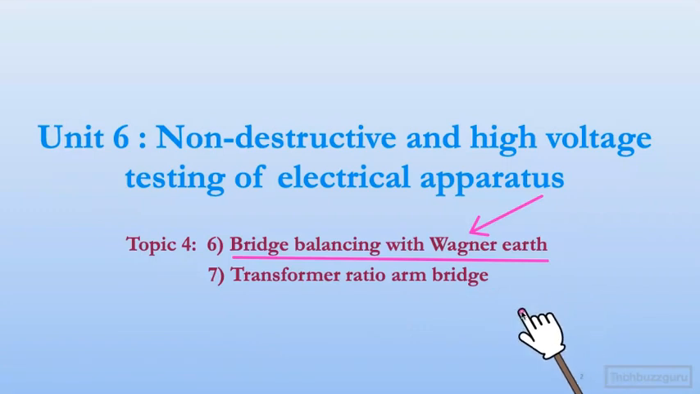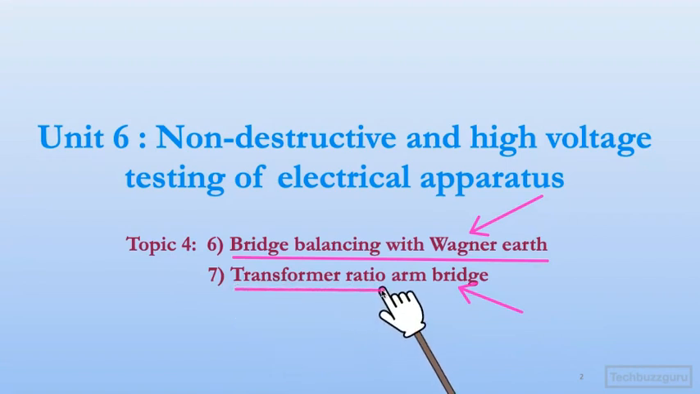Then next is high frequency and low frequency measurement. They are done by replacing some of the bridge arms with transformer windings. So, the transformer ratio arm bridge. Transformer windings are used as balancing arms by replacing resistances and capacitances.